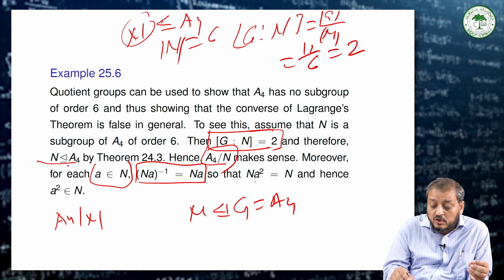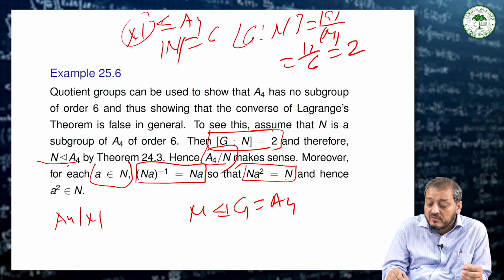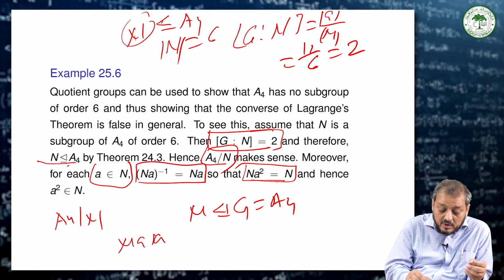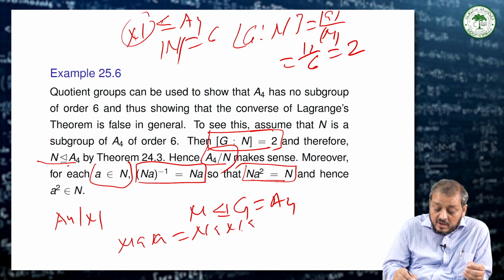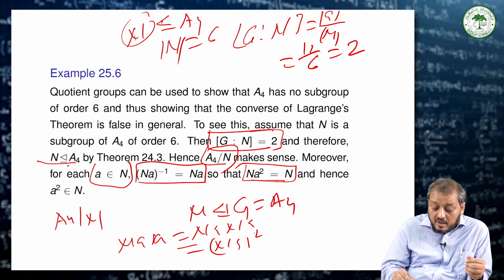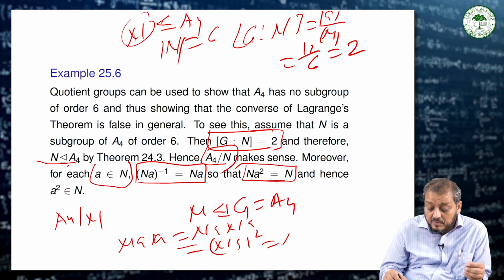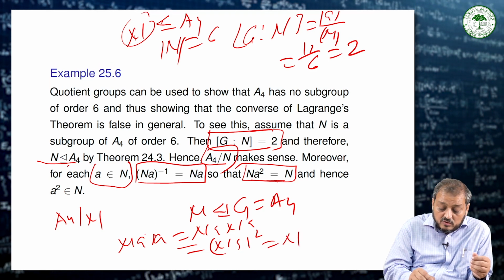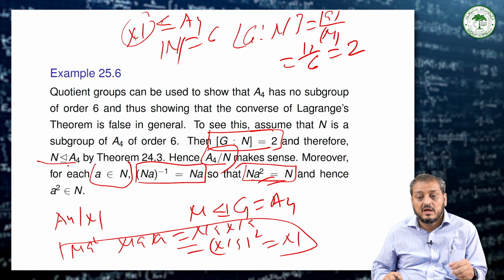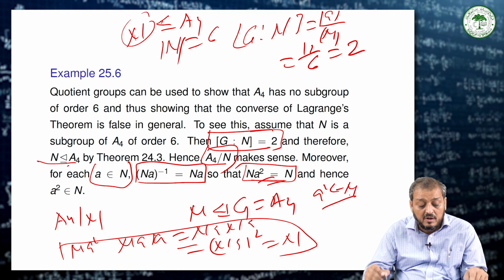because the index is equal to 2, and a square is also in N, so N a square is equal to N. N a square means N of a into a, which can be written as N a times N a, and this is nothing but N of a square. And N a square is the identity, which is nothing but equal to N. So we can easily say that N a square is equal to N, and a square is an element of N.